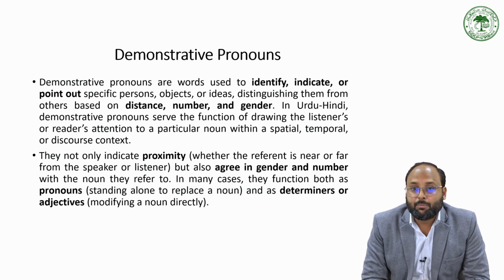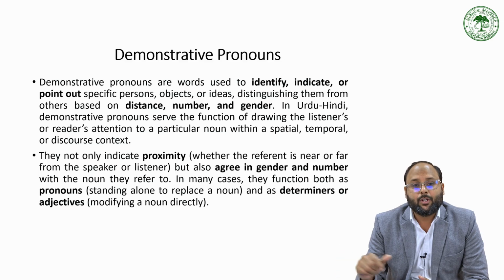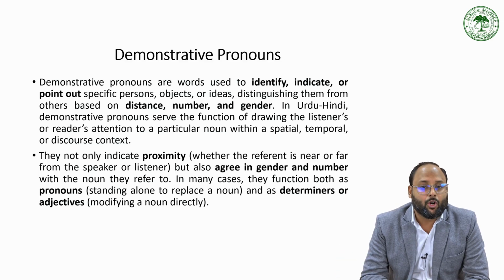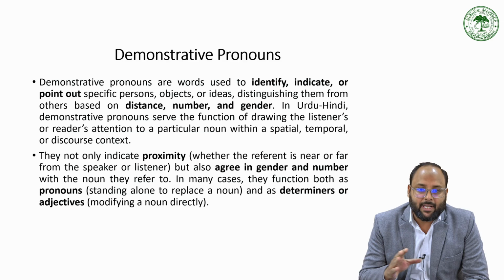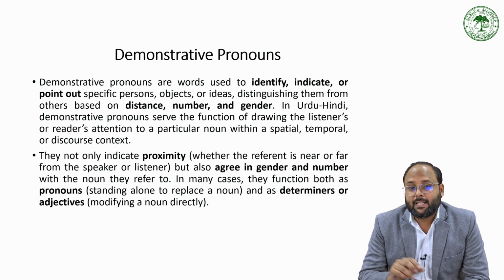So the first one is the demonstrative pronouns. Demonstrative pronouns are words used to identify, indicate, or point out a specific object, person or idea, distinguishing them from others based on distance, number, and gender. So we distinguish all these demonstratives on the basis of distance, number and gender. Basically, they are pointing out some specific person, object or idea.